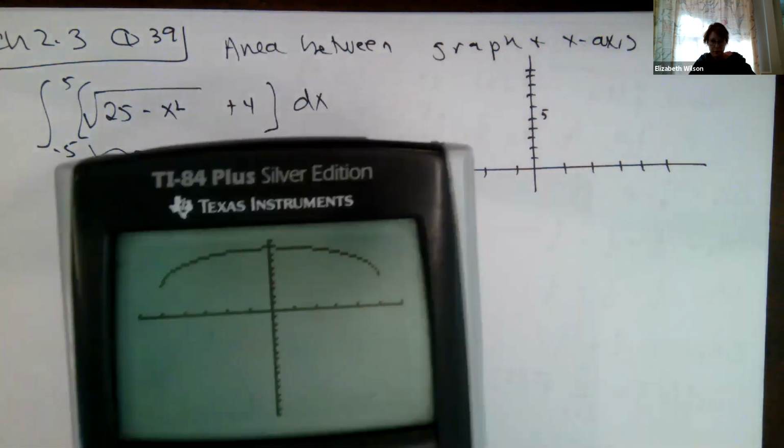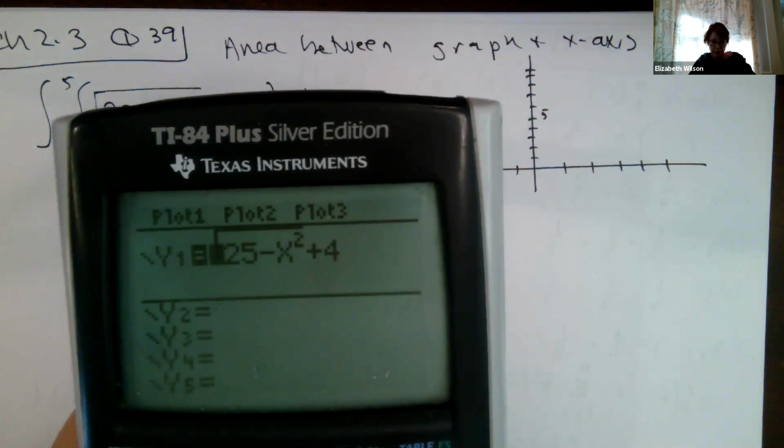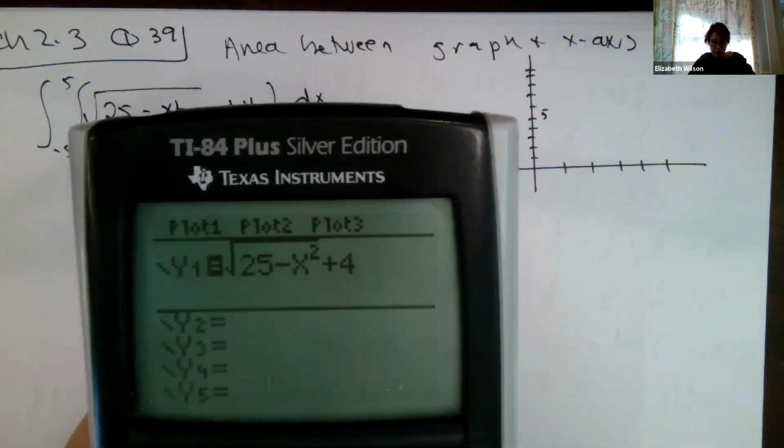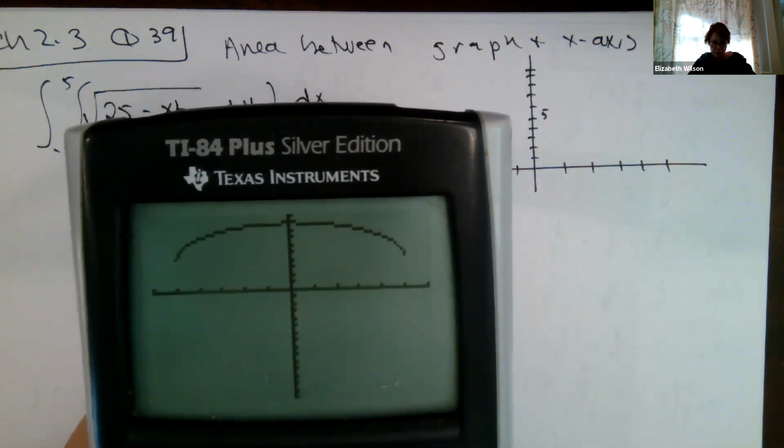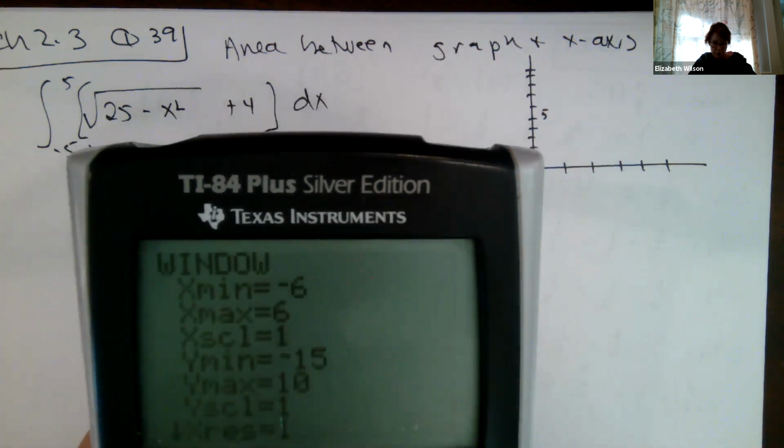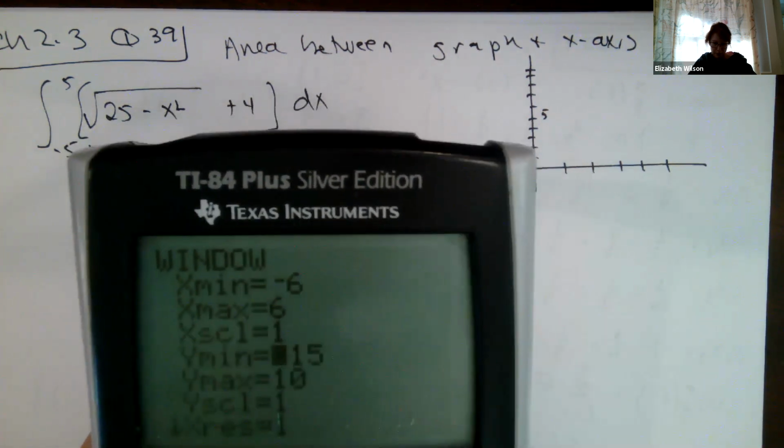Okay, so our graph looks like this. This is the function, radical 25 minus x squared plus 4, and I graph it out. Okay, actually, let me change the window a little bit. I'll make Y-min 0.